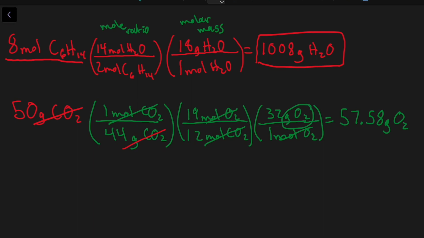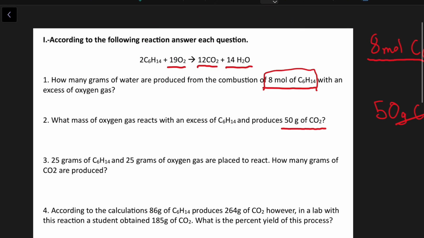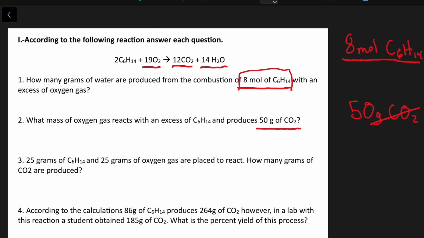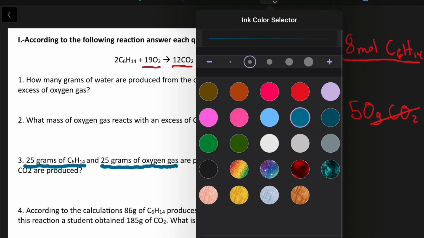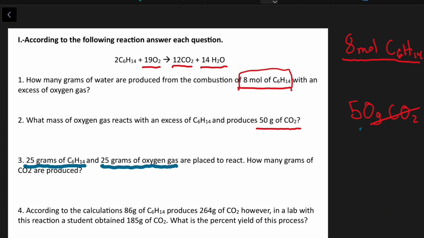Okay, so now let's see the next one. The next is a little bit different because it tells you that you have 25 grams of hexane and 25 grams of oxygen that are placed to react. The question is how many grams of CO2 are produced. But now you don't know for sure which of those two amounts of grams will be used totally. So we'll need to know which is the limiting reactant first. All right, so let's see how to do that.